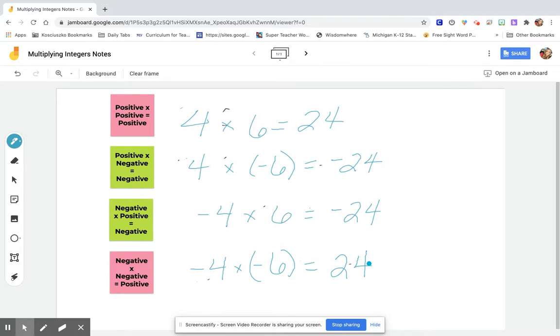Memorize those 4 different patterns and you will be fine when it comes to multiplying integers.